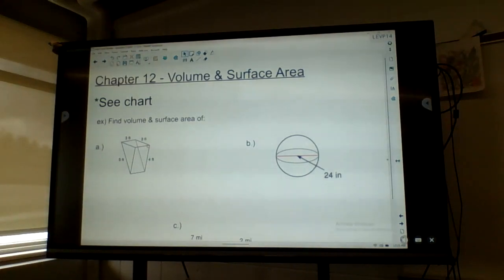And so we don't see each other tomorrow. We do see each other on Tuesday, because Monday is Memorial Day. On Tuesday, I'll put up the answer key for the review. We'll go over any questions you guys have. So our chapter 12 chart is pink.